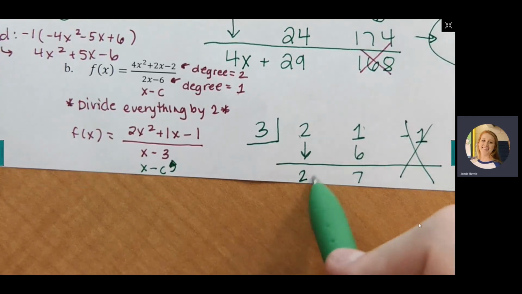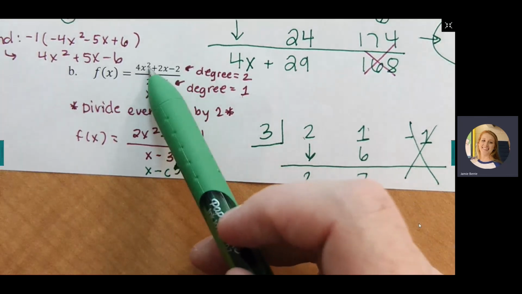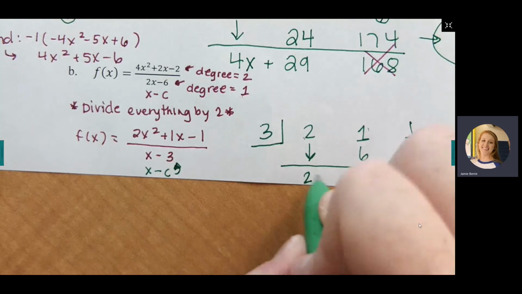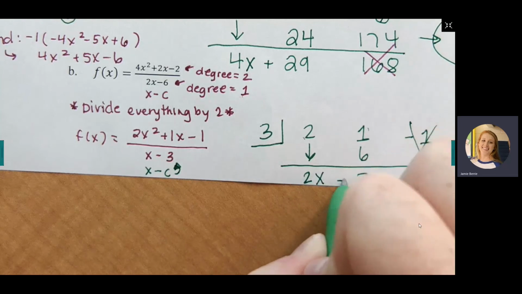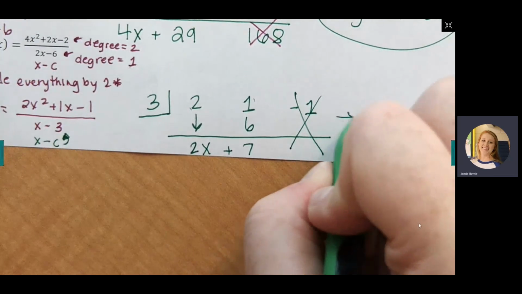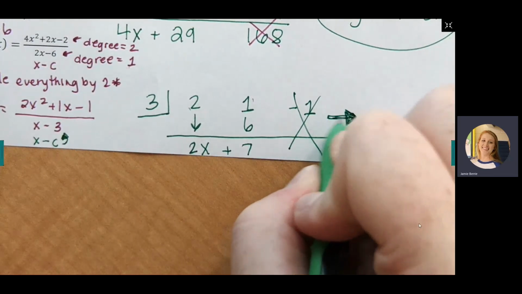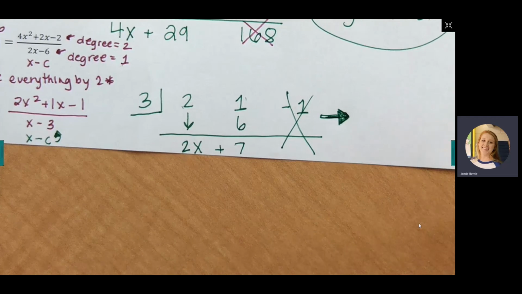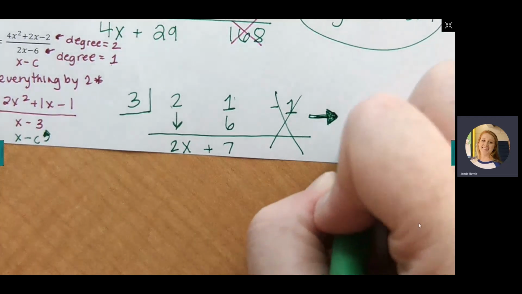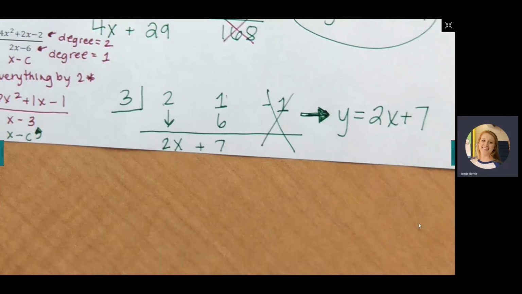All right, then you have to figure out what is my degree down here. What should I put on x? Should I put x squared? If you just look at the top here, it's degree 2. So this one should be degree 1. 2x plus 7. All right, then go over here to the side. How do I know to put a plus there? Yeah, because it's positive. It's not negative, so you put a plus there. So that's y equals 2x plus 7. And that's it.